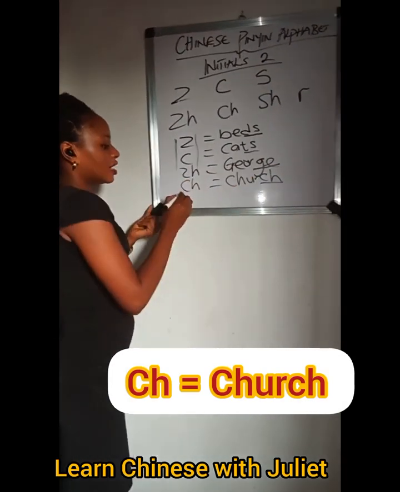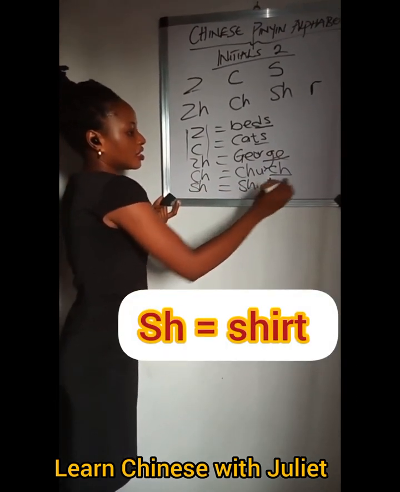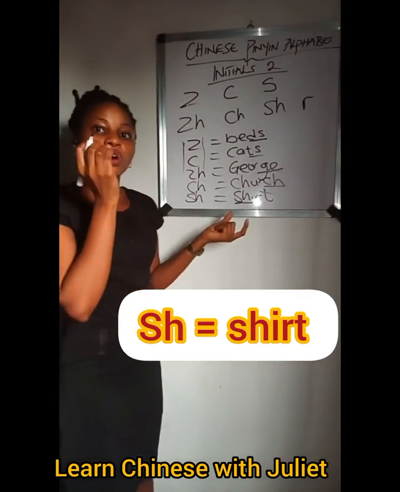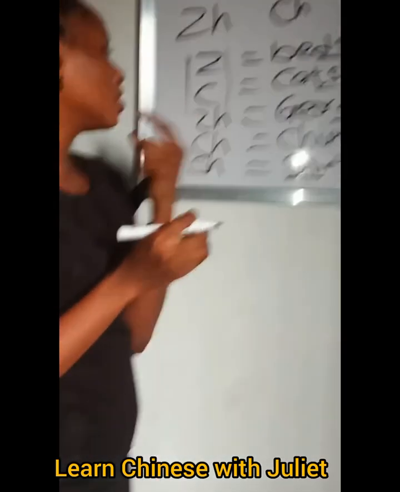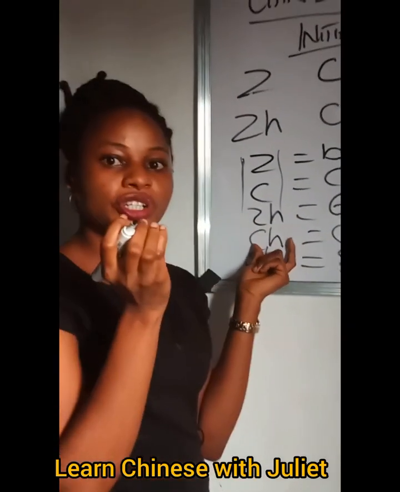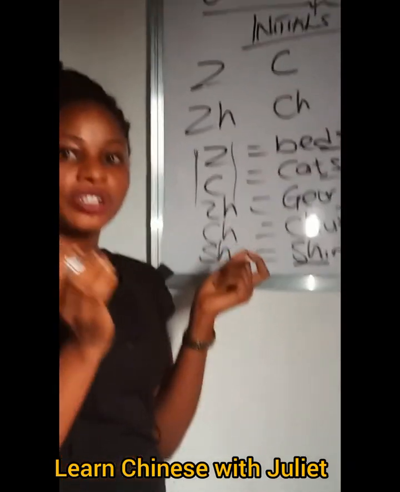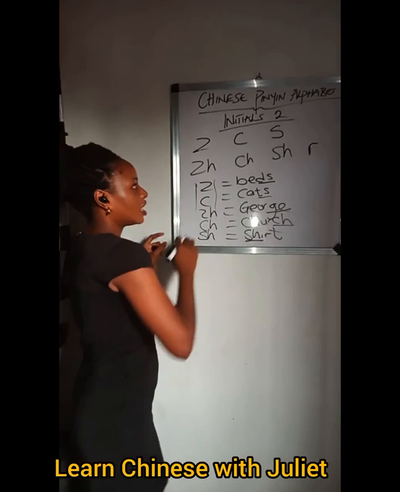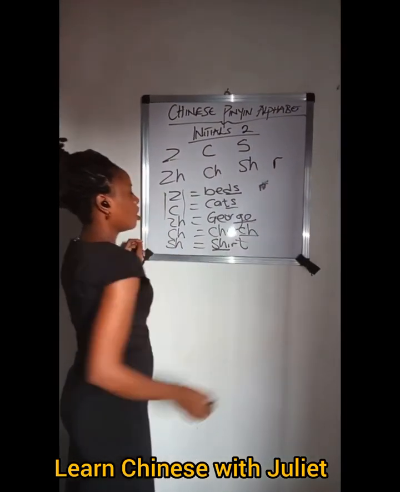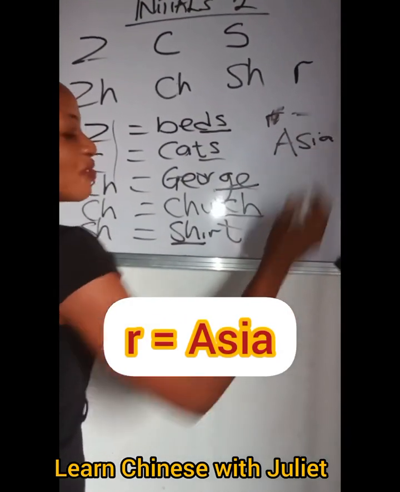Now this we have it as shirt. When you pronounce sh, sh, you have to coil the tip of your tongue also. From here we have George, you coil the tip of your tongue. Sh, sh, you also coil the tip of your tongue. Yes, the same thing. And the last one, which is r, you also have to coil the tip of your tongue, which gives us Asia. Yes, let's use the example Asia.